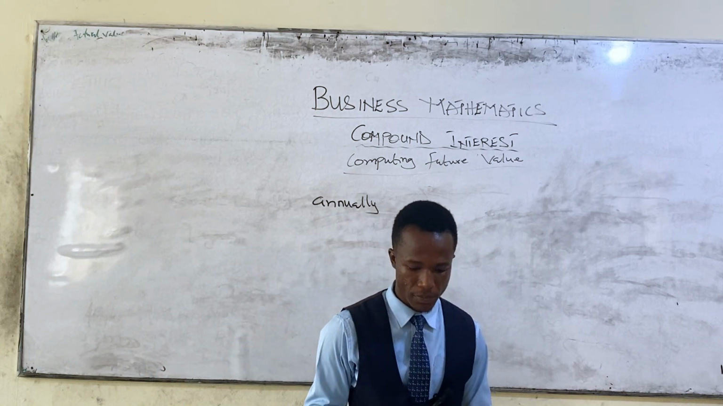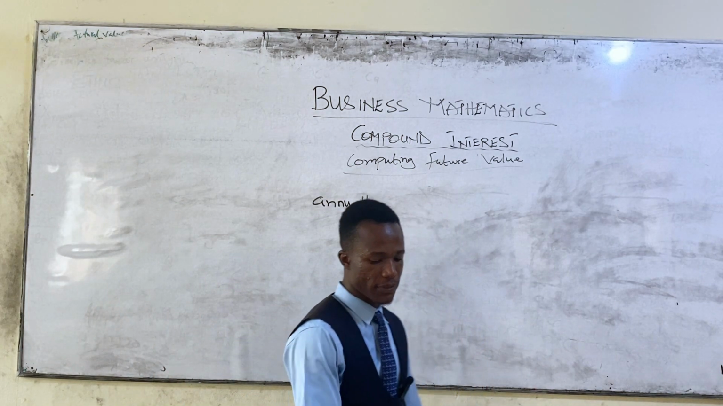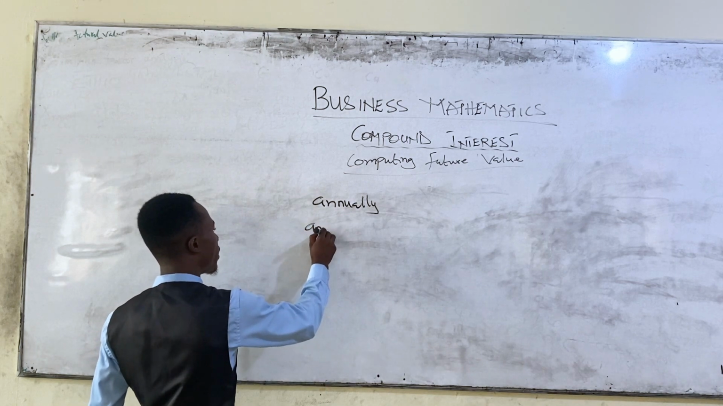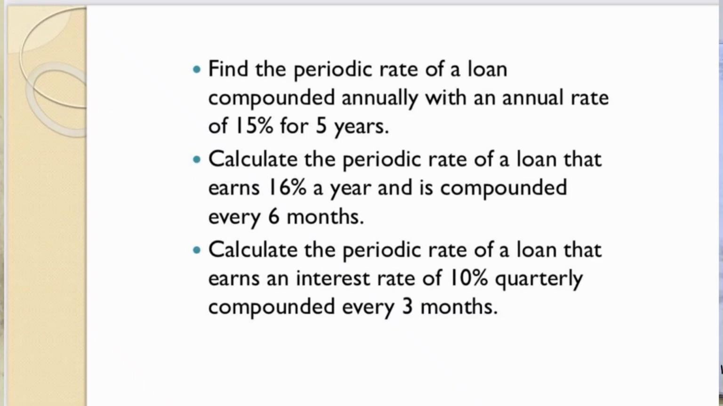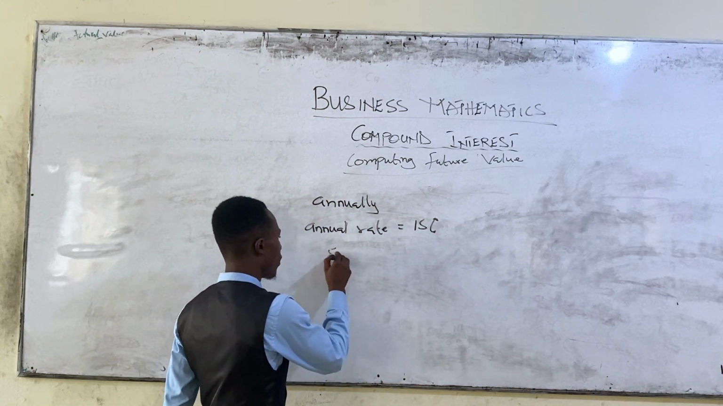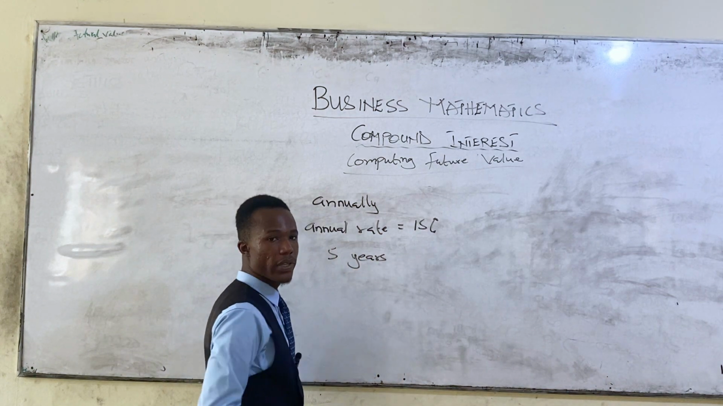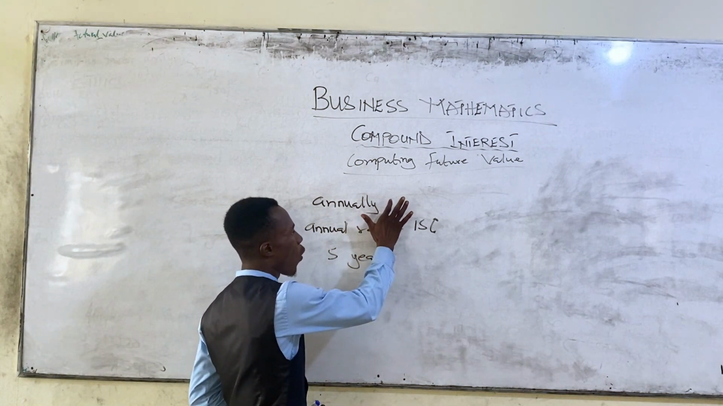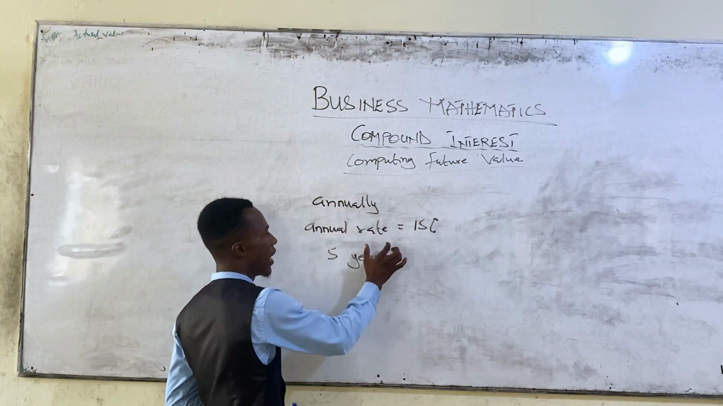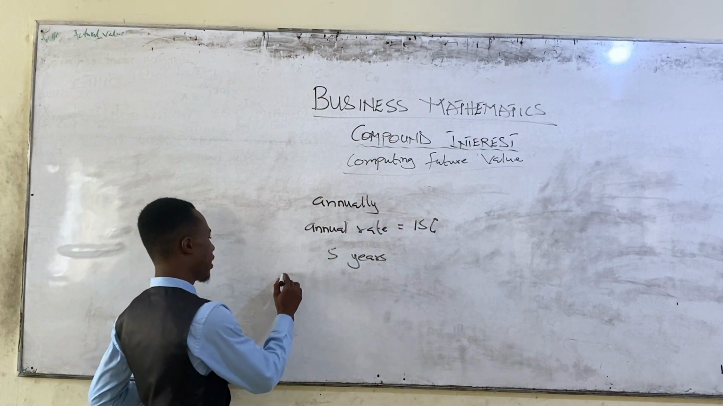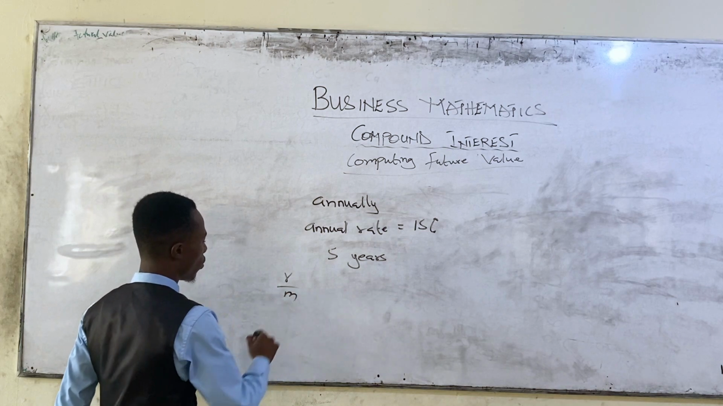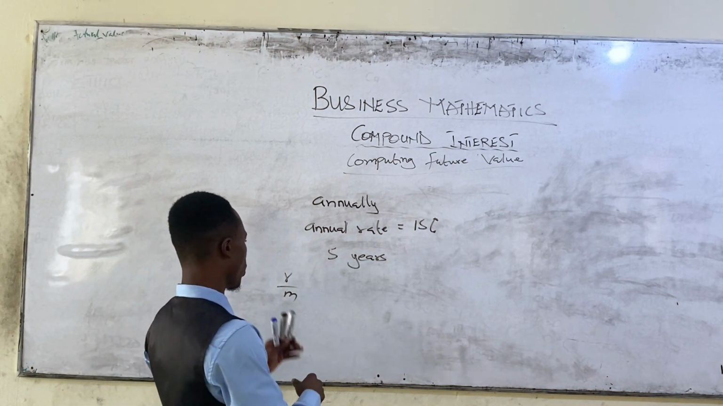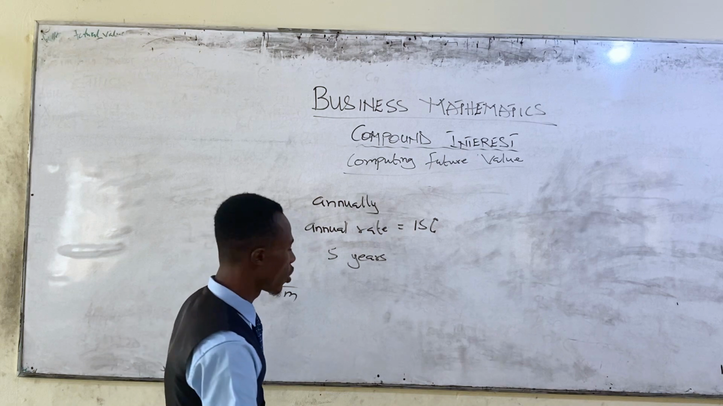Okay, we have it here with an annual rate of 15% for 5 years. Here we are looking for the periodic rate. So the years, we don't need them. Okay, we are only interested in the compounding period and the rates. Okay, don't forget I said it is R over M. Okay, R over M. So this is what we are interested in. For the years, we will ignore it for now.